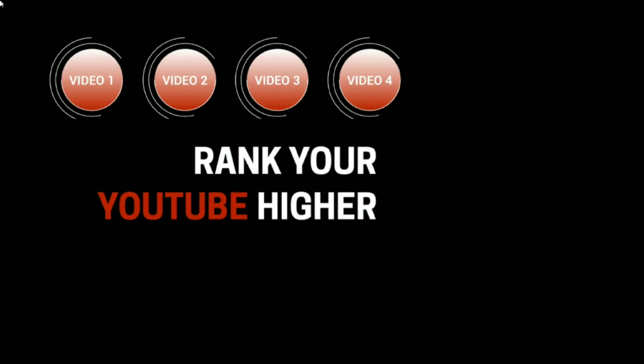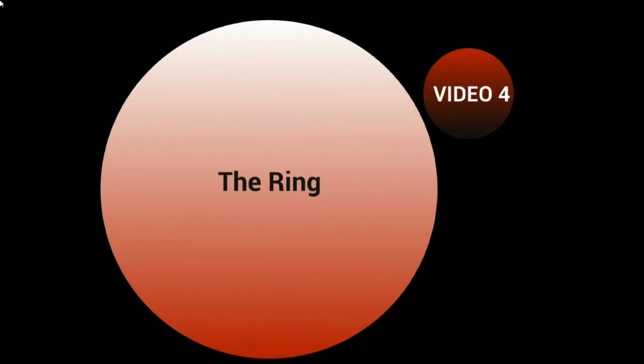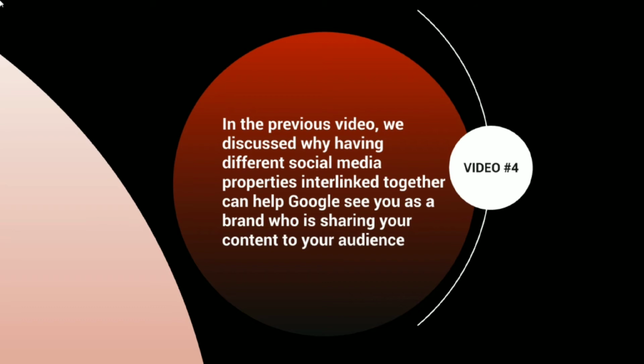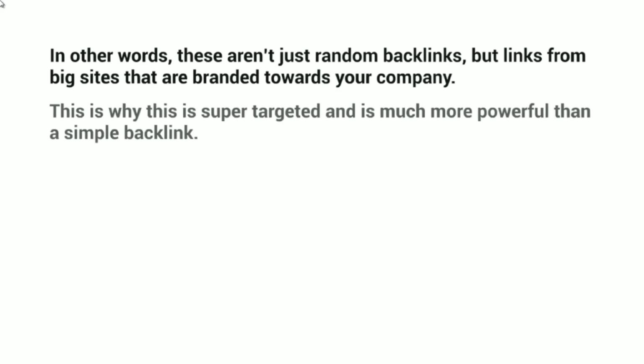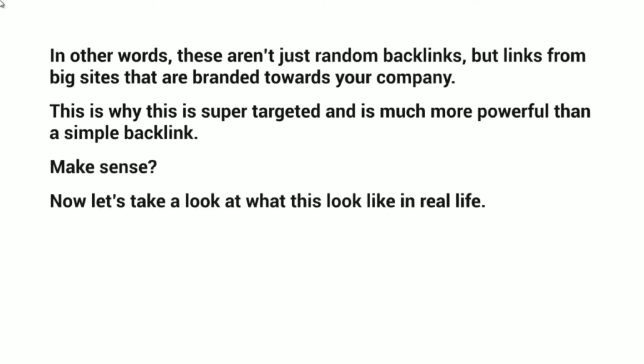Hello and welcome back. This is video number 4. And we're going to talk about the ring, which is the strategy. So in the previous video, we discussed why having different social media properties interlinked together can help Google see you as a brand who is sharing your content to your audience. In other words, these aren't just random backlinks, but links from big sites that are branded towards your company. And this is why this is super targeted and is much more powerful than a simple backlink. Make sense? So now let's take a look at what this looks like in real life.